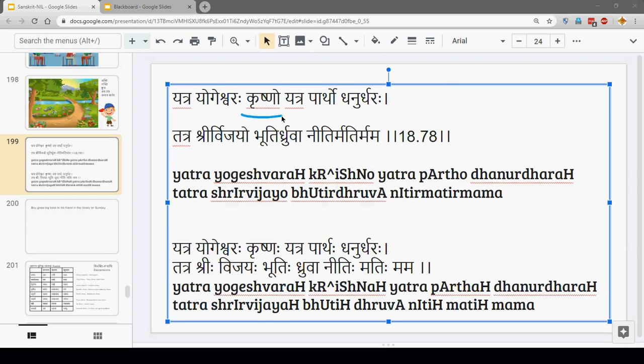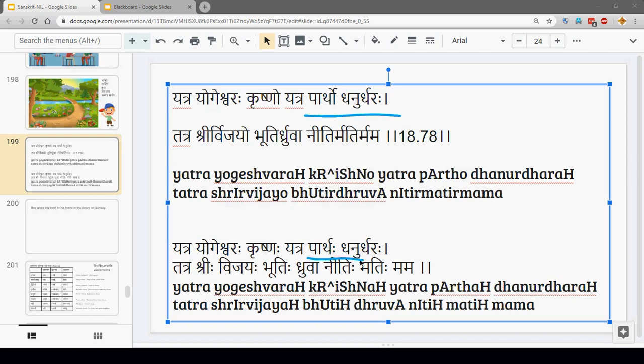For example, this one is Krishno, and here it is Krishnaha. Both mean the same thing, but because of sandhi. Sandhi means joining. Joining happens between letters or words when they are pronounced closely. When we pronounce Krishnaha and Yatra continuously, it changes to Krishno Yatra. But if there is a gap in between while talking, then it remains Krishnaha Yatra.